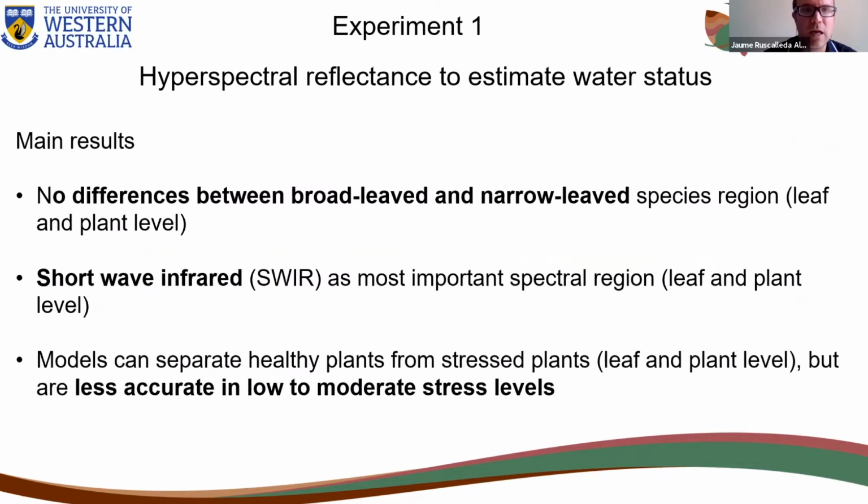And what we found is that, first of all, there were no differences in model performance between broad-leaf species and narrow-leaf species, both at the leaf and the plant level. Now, that is quite relevant when we're looking at characterizing plant communities as diverse as the ones that we have here in Australia. Secondly, shortwave infrared regions in the spectrum were the most informative in terms of providing information on water status. And another aspect we found is that models were able to separate healthy plants from stressed plants, but they were not so precise at detecting those initial stages of stress in which symptoms are still low to moderate. So that could be a limitation of this method.